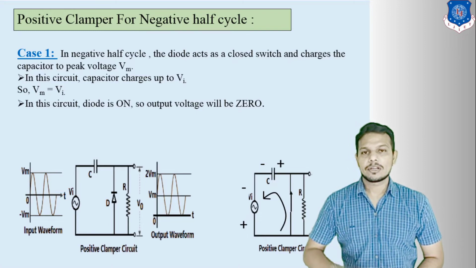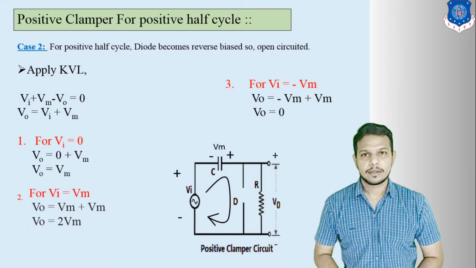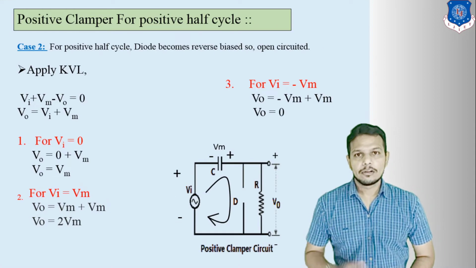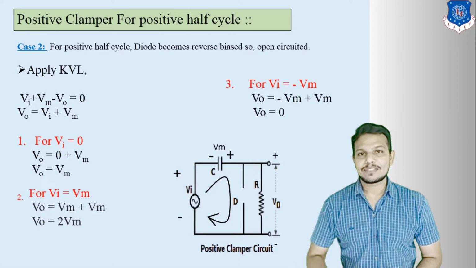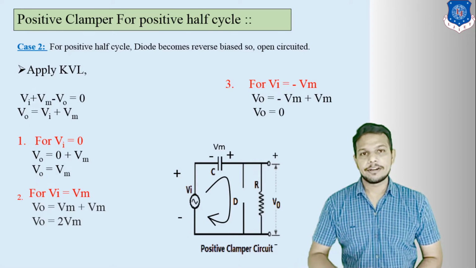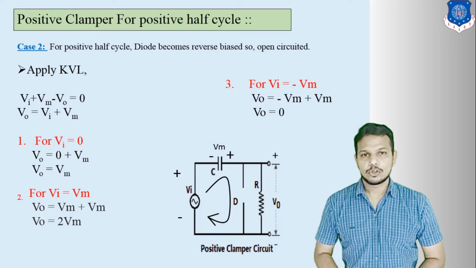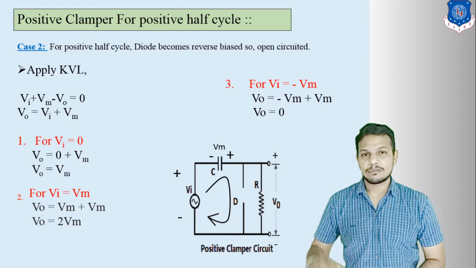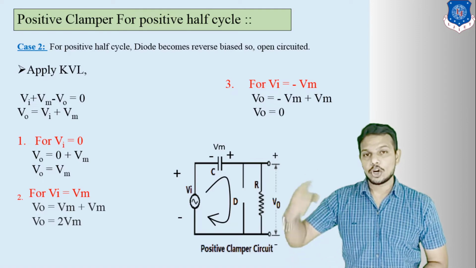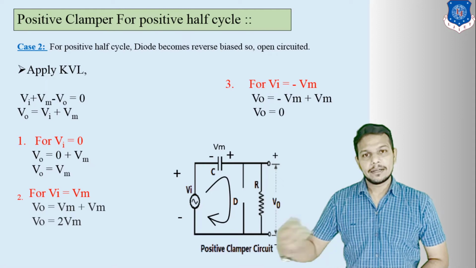Because finally we will design an output waveform. Case number 2: for the positive half cycle, if we apply a positive half cycle, the diode becomes reverse biased. So it is open circuited. So when the diode becomes open circuited, that means we will get output voltage across the resistor. So VO will be fine.